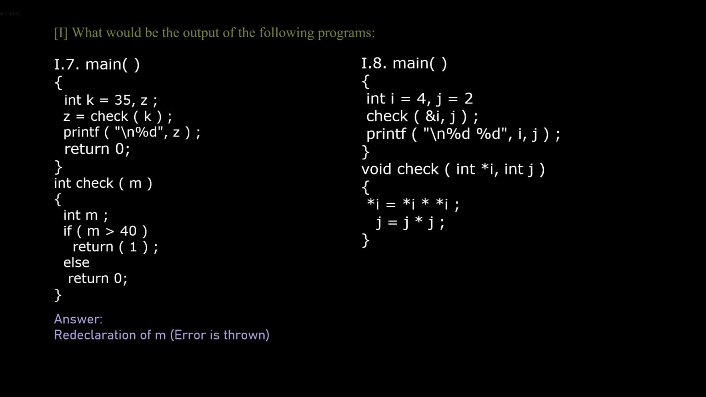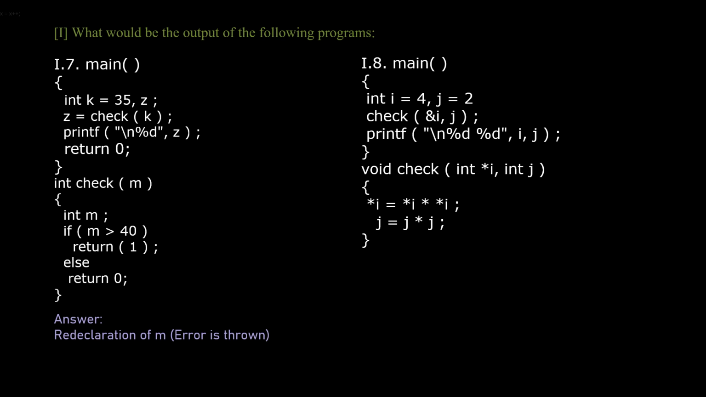Let's see eighth question. i is equal to 4, j equal to 2, and to the function check we are passing the addresses of i and j. So in the function definition of check, int asterisk i, int j, and we are performing the operation on star i. So here, since the address is passed to check, whatever operation we are performing on i will hold true even after the execution of the check function.